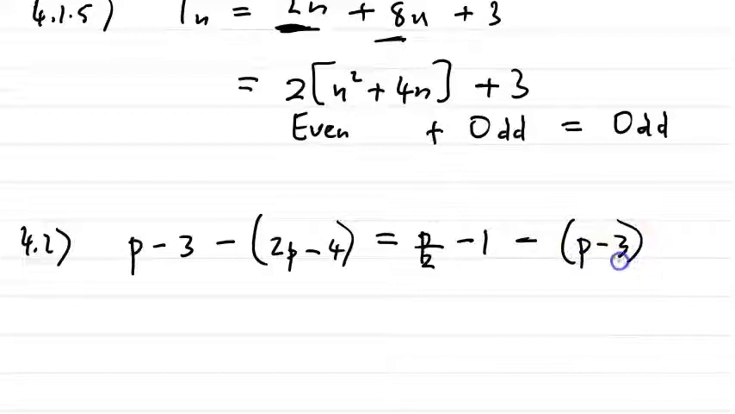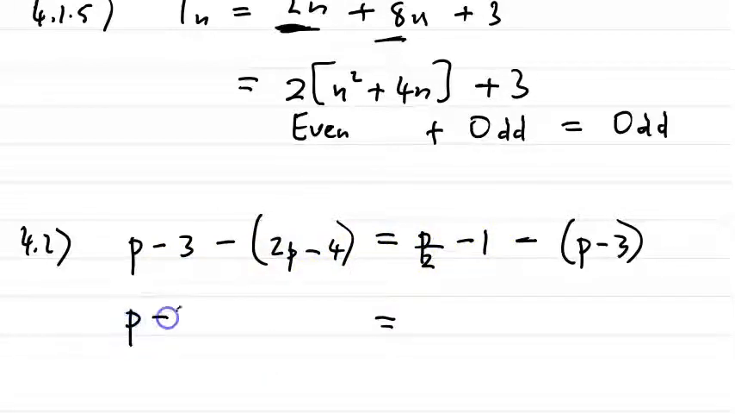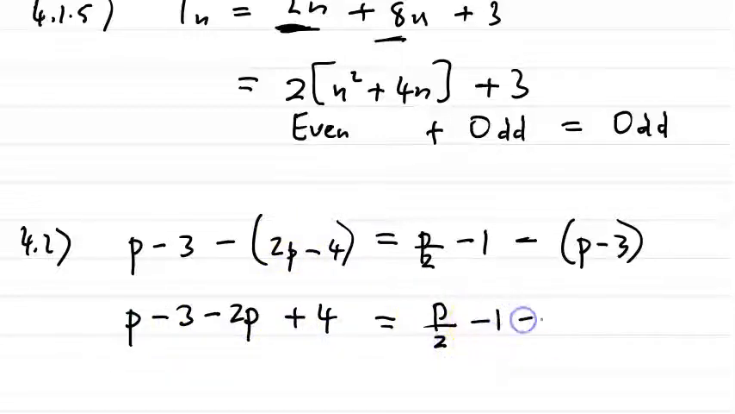P minus 3. Right, so let's solve now. The reason I equated it is because the second difference of a quadratic number pattern is constant. Constant means the same, so now we can equate the second differences. So therefore, you're going to be left with p minus 3 minus 2p, if I open the brackets, plus 4. And here I've got p over 2 minus 1 minus p plus 3.